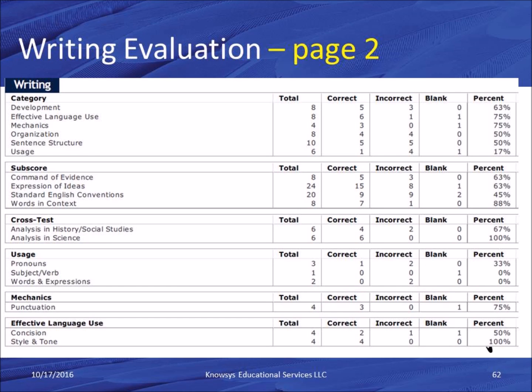Okay, now let's turn our attention to the writing piece. So this is probably on page 2 of your report. Reports vary slightly in pagination depending on how many you missed. Okay, so writing section, you'll see that it's set up the same way that the math and the reading was.